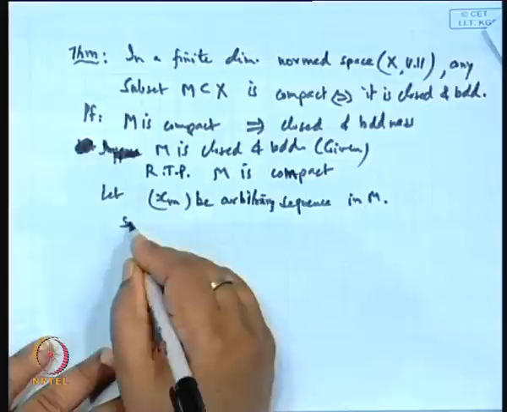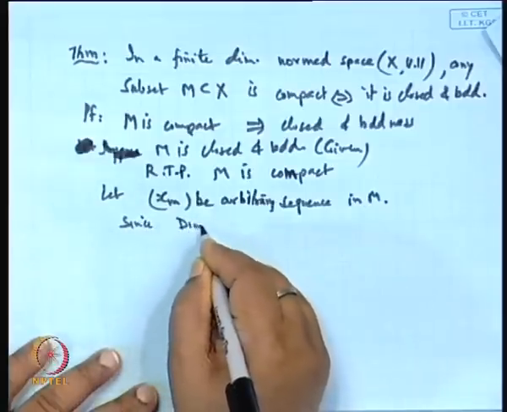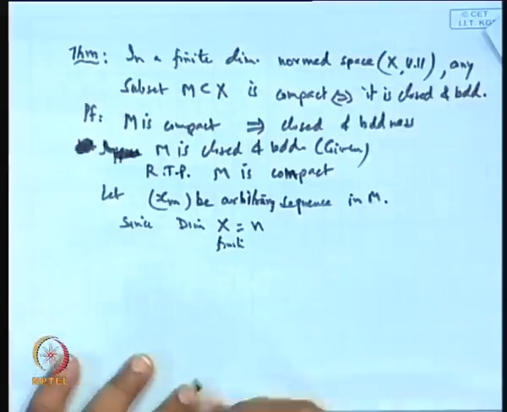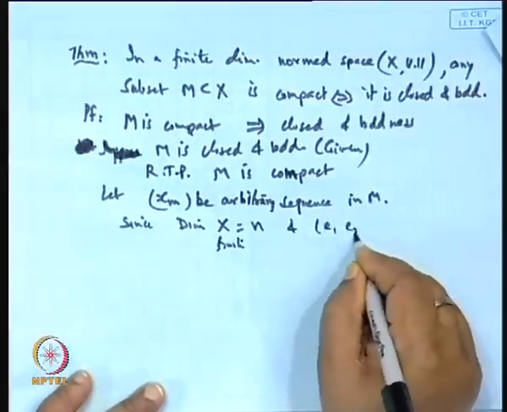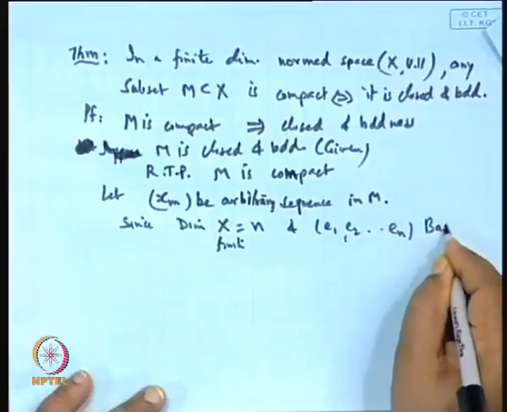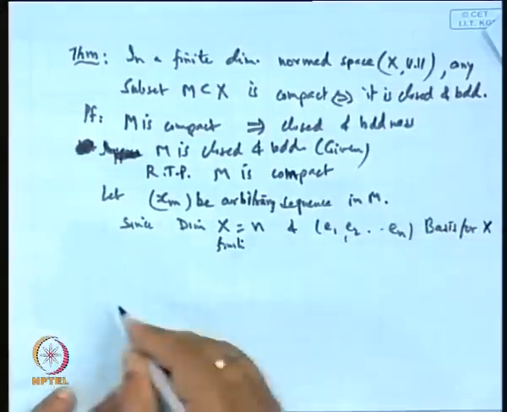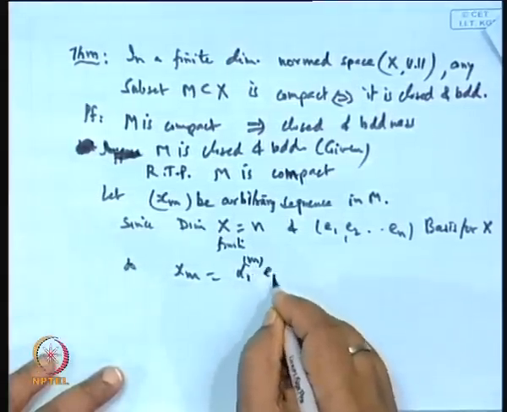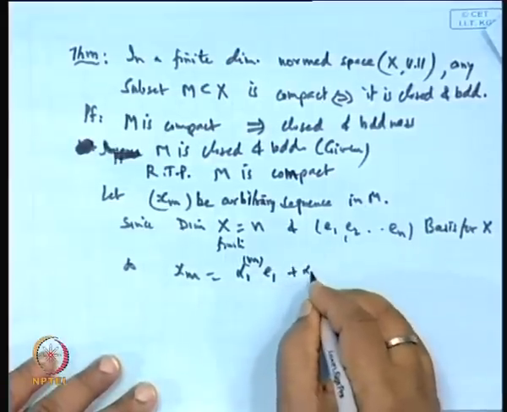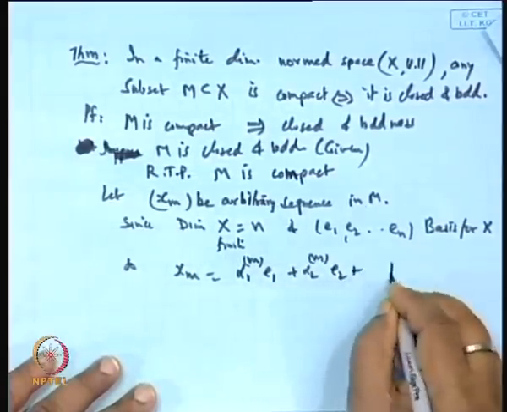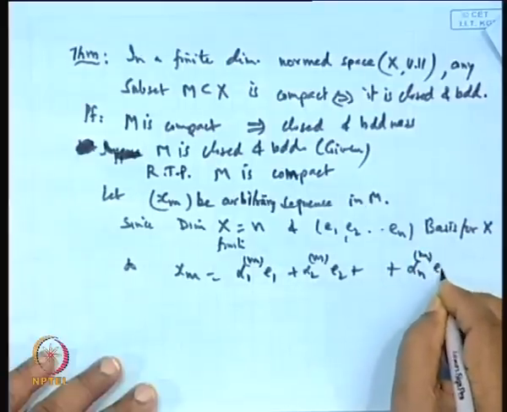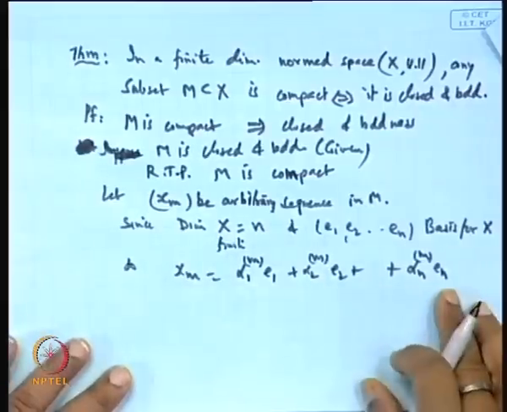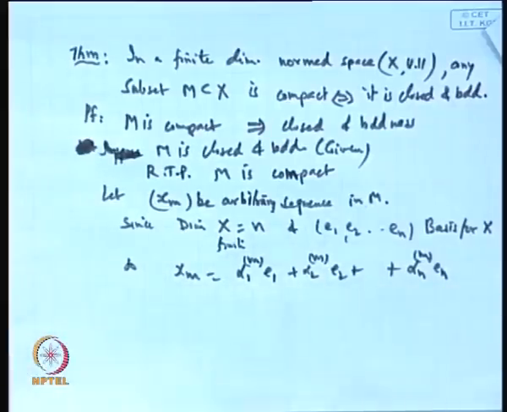Now, since the dimension of X is n, which is finite, let e1, e2, ..., en be the basis elements for X. So, x_m can be expressed in terms of these basis elements as alpha_1^(m) e_1 plus alpha_2^(m) e_2 plus ... plus alpha_n^(m) e_n. It means there exist scalars alpha_1^(m), alpha_2^(m), ..., alpha_n^(m), so that x_m can be expressed in terms of this.